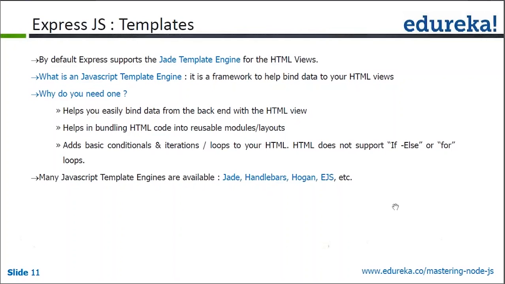Jade is essentially a framework. It helps bind data. So in a way, it's a view and templating engine that you can use with Node.js. So it helps you easily bind the data from the backend to the HTML view. You can use reusable modules and layouts, very similar to MVC, and basic conditions, iterations, loops, and so on. There are a lot of JavaScript templating engines available, and we're just going to take a very, very brief look at Jade in this webinar.